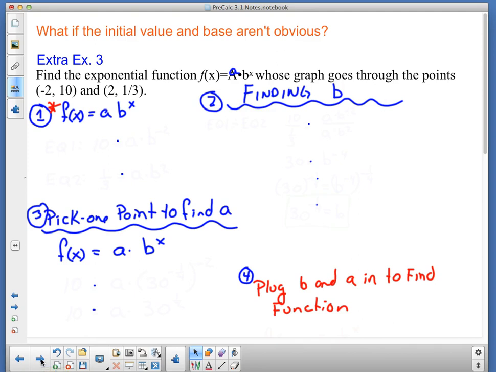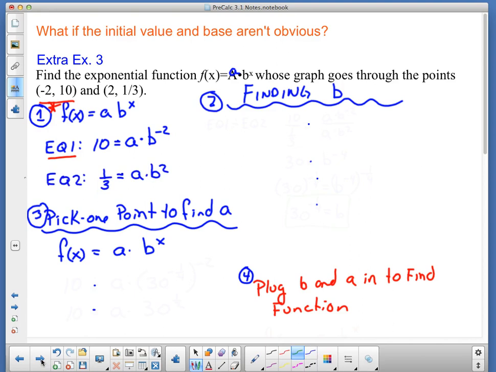Well, when I'm given the values that I'm provided, -2 and 10, and 2 and 1/3, remember, the first one's always x and the last one's y. That's my f of x value. So I have two equations as I'm looking at this. My first one is 10 is equal to a times b to the -2 power. That's my equation 1. And my equation 2 is coming from that set of coordinates. I want to make sure you see what I'm doing and how I'm getting those things down.